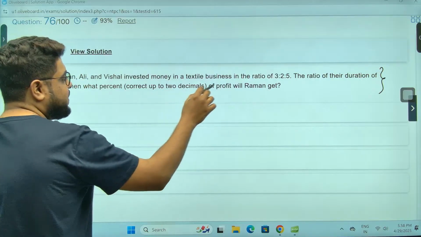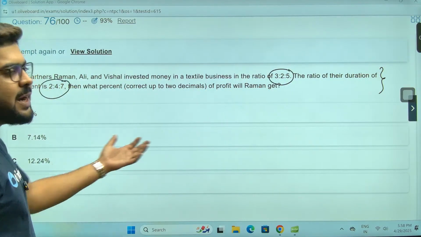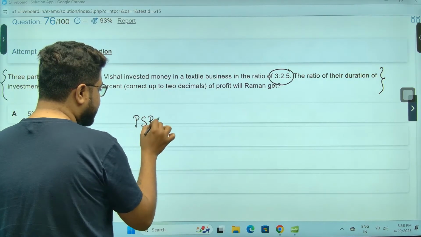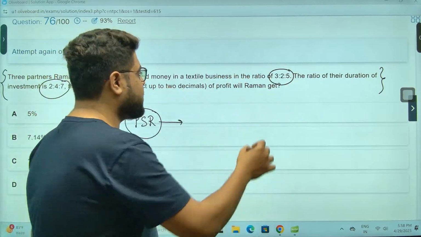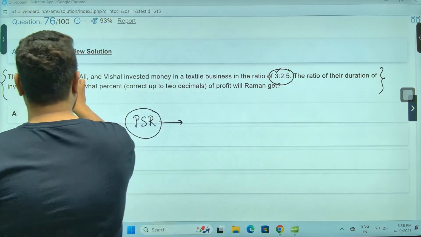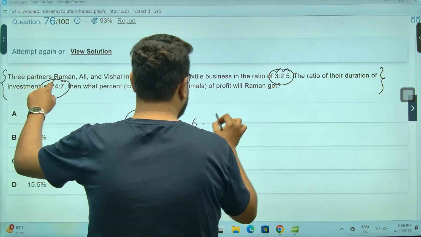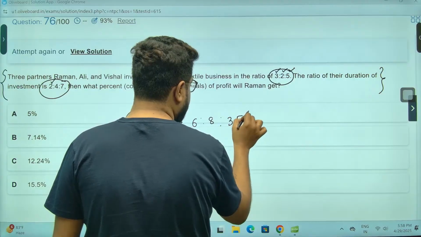Now there is another question on this, on investment ratio and profit sharing ratio. Investment ratio is given, time ratio is given, so we'll get the profit sharing ratio. Profit sharing ratio is investment ratio into time ratio. So 3 into 2 is 6, 2 into 4 is 8, 5 into 7 is 35.